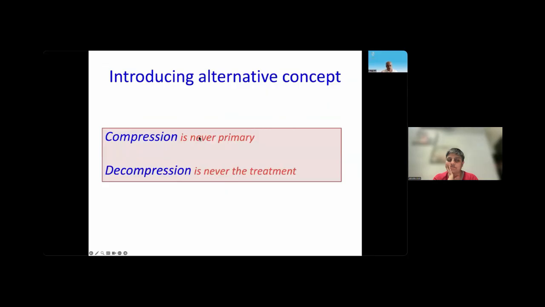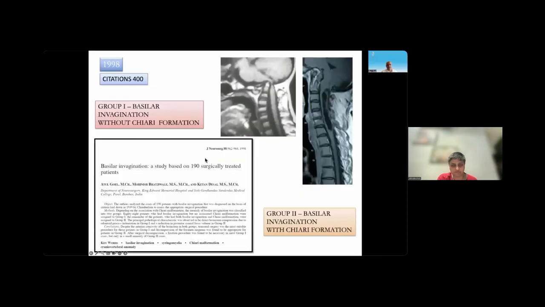Compression, we are always talking about compression, and we are all doing decompression. In the craniovertebral junction and in the spine, my feeling is compression is always secondary to an unstable spine. It is naturally protective and it is reversible after stabilization.